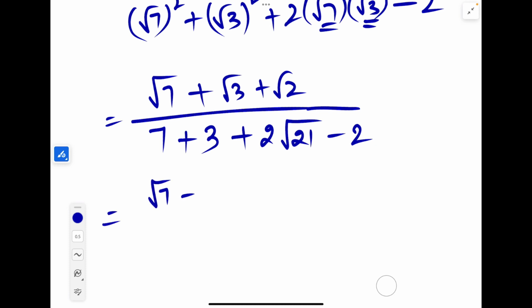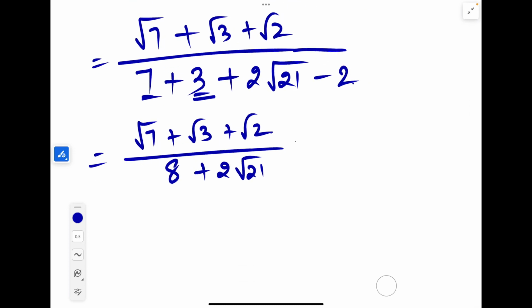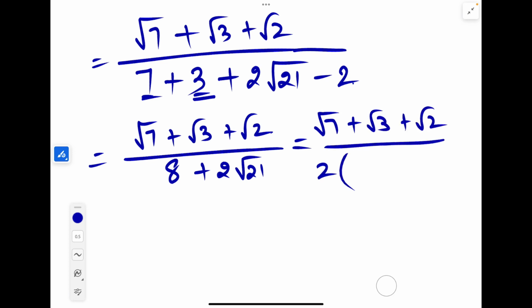So what we will be getting here: root 7 plus root 3 plus root 2 by 7 plus 3 is 10, 10 minus 2 is 8, 8 plus 2 root 21. Now in the denominator, can we take 2 common? Yes? Okay. So let us take 2 common in the denominator. So what we will be getting, 2 times 4 is 8.